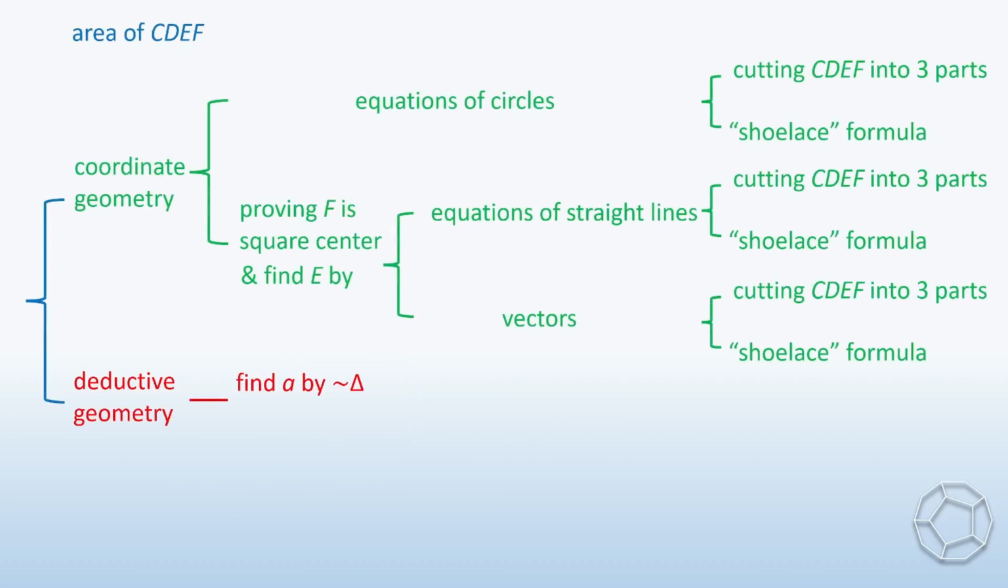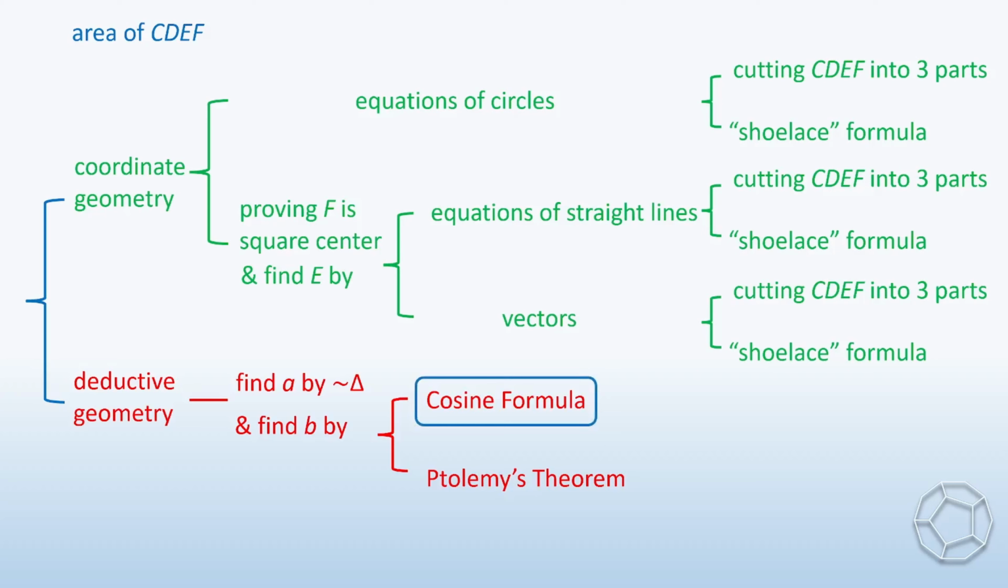Let's go back to the overall picture. We got the value of a by similar triangles. What about the length b? We have another two ways to solve it. They are the Cosine Formula and Ptolemy's Theorem. Let's look at the first one.